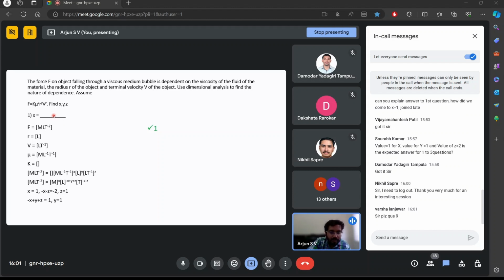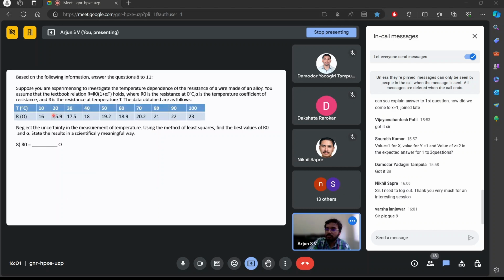Question number 9. Question number 9 answer is 0.269, and the valid range would be around 0.26 to 0.27.